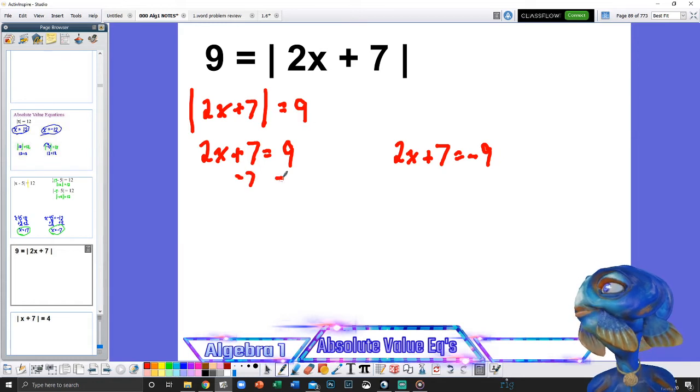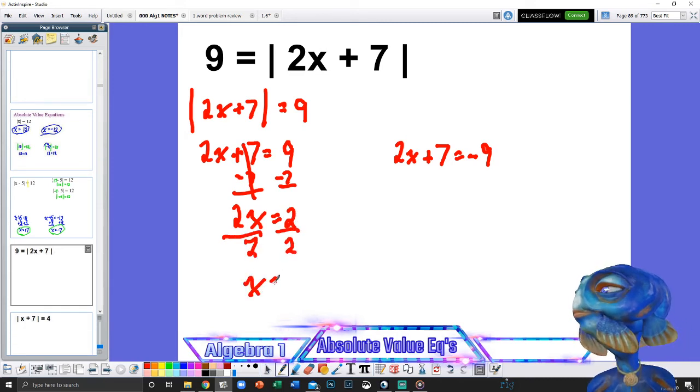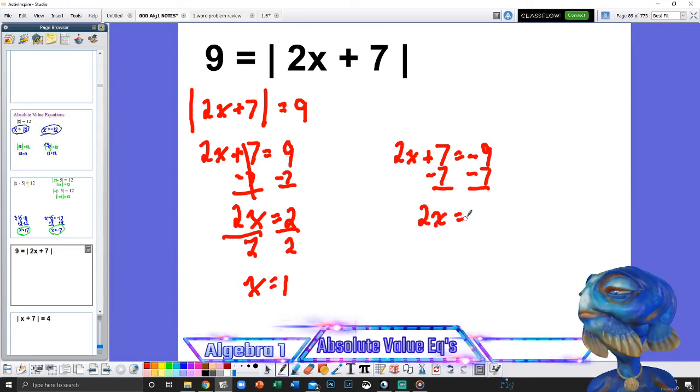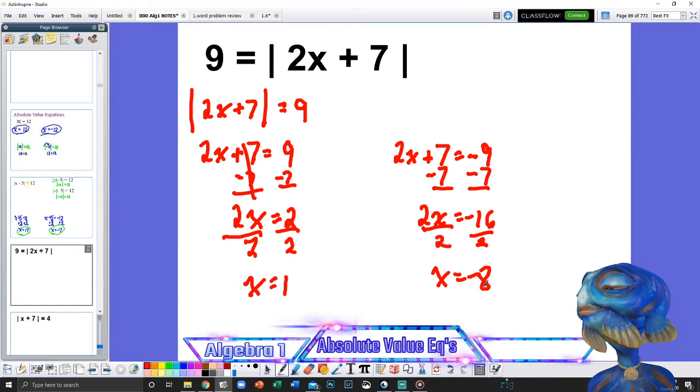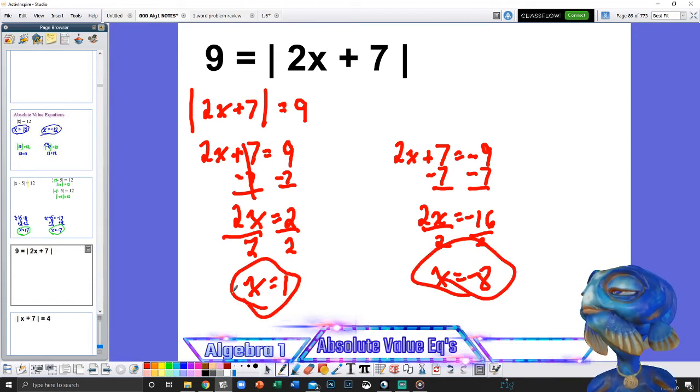Alright, we know how to solve, so I'll do this very quickly. The 7's cancel. I have 2x equals 2. Divide by 2, and I get 1. Then over here, I subtract the 7. Divide by 2. And I get x equals negative 8. And that's all there is to that one.